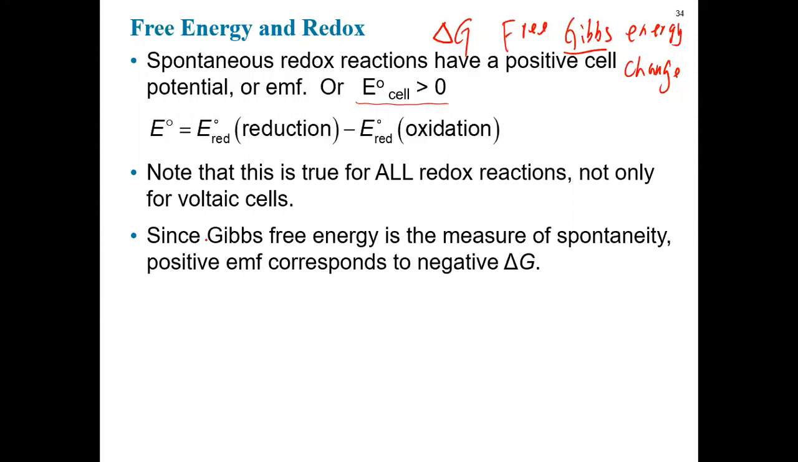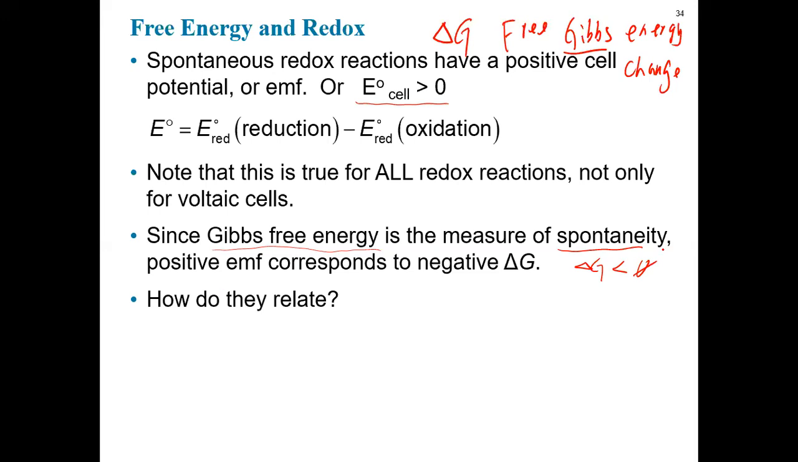Then we know the Gibbs free energy change is also a measure of spontaneity from last chapter. So for a spontaneous chemical reaction, delta G is negative, or delta G less than 0. So clearly there are some connections between delta G and E cell, right? Because they both can tell the spontaneity of a process. So therefore there must be a connection.